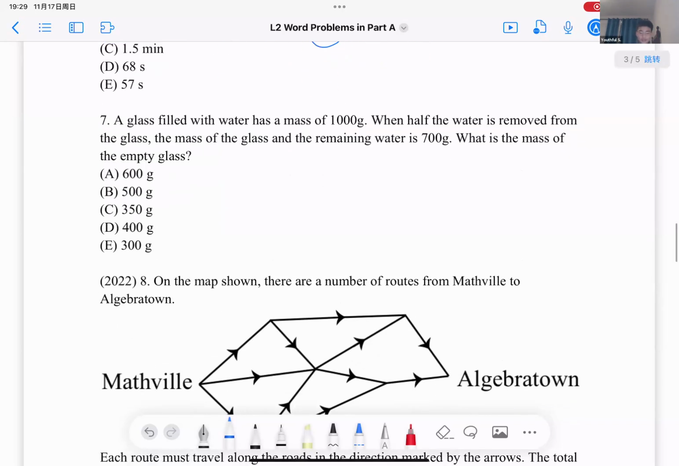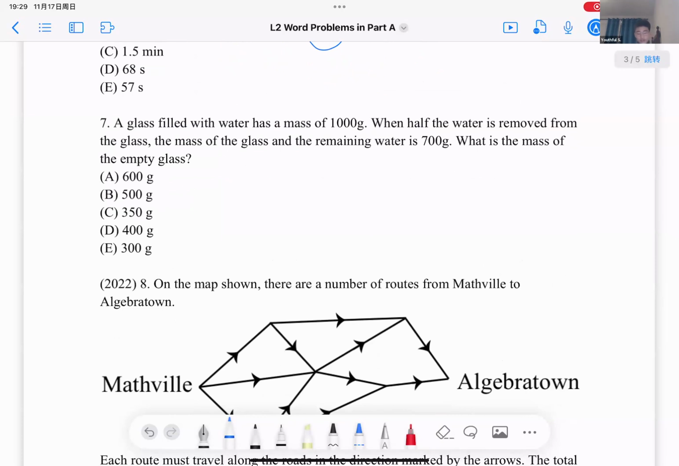Okay. On the seventh one, the glass filled with water has a mass of 1,000 grams. When half the water is removed from the glass, the mass of the glass and the remaining water is 700 grams. What is the mass of the empty glass? You can do it this way. Glass is x grams, and the water at first is 2y because half is removed. So it's x plus 2y, and x plus y after the water is poured out. So we have x plus 2y equals 1,000, and x plus y equals 700.